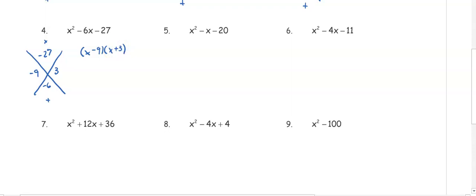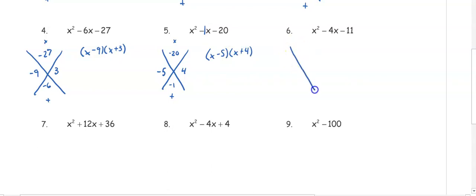In number 5, if there's not a number there, remember that's a 1. So we are multiplying to negative 20, and we are adding to negative 1. So we want numbers that are close together. 4 and 5 are close together, and they multiply to 20. If we're adding to negative 1, our bigger number 5 has to be negative. So we would have x minus 5 and x plus 4.